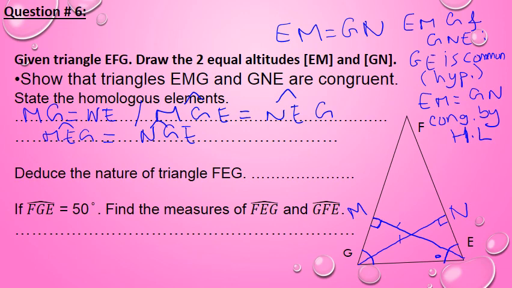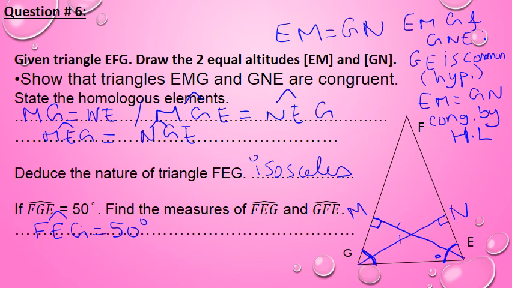What is the nature, Hassan, of triangle FEG? It's an isosceles triangle. Why is it isosceles? Because it has two equal angles, which are angle G and angle E. Now, if angle FGE is equal to 50 degrees, we should find the measure of FEG and GFE. What is FEG? Yes, Dana. 50 degrees. Why is it 50 degrees? Because FGE equals FEG, because it's an isosceles triangle.